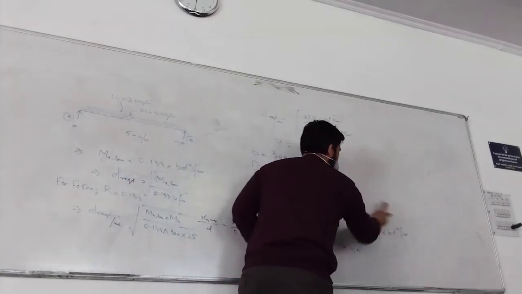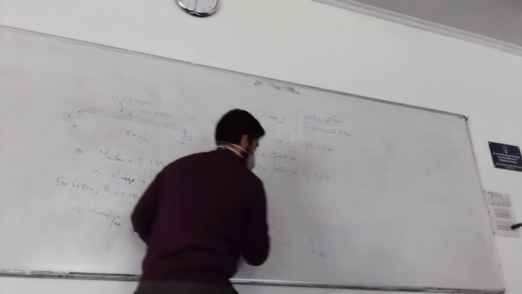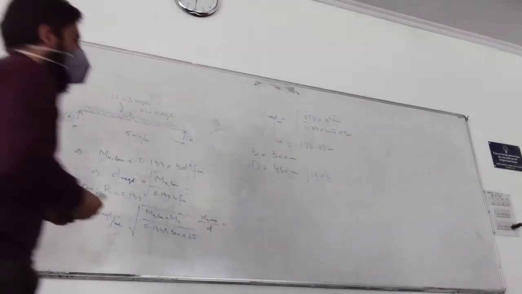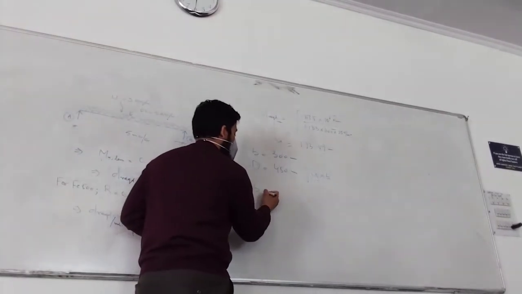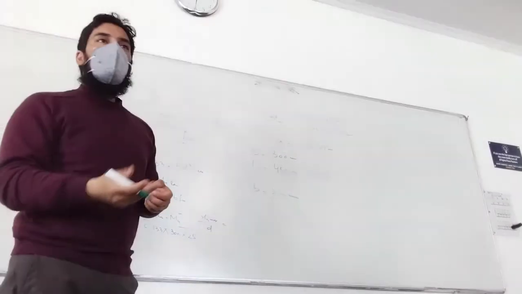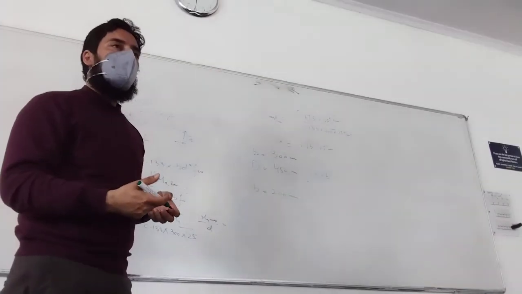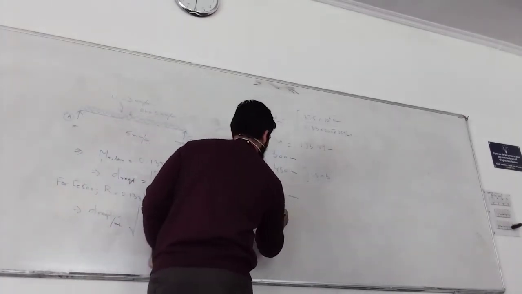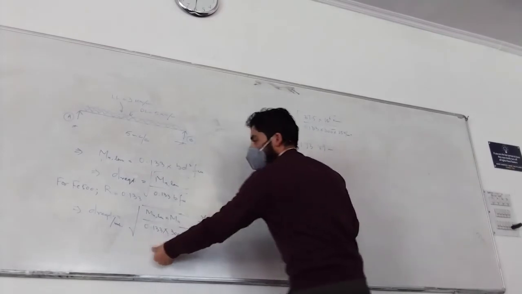So what will I do? I will reduce the breadth first. Let me take D equal to 200. I cannot go below 200. Then how much will D required minimum be? Now this will change.